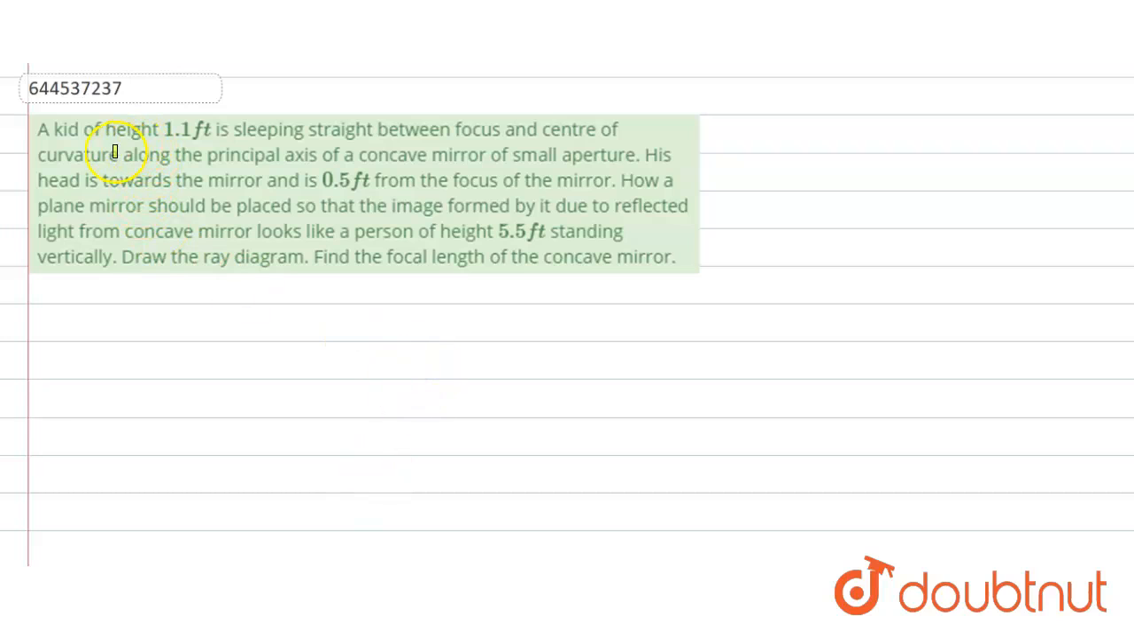Hello everyone, let us start with our question. In this question it is given that there is a kid of height 1.1 feet who is sleeping straight between the focus and the center of curvature along the principal axis of a concave mirror of a small aperture. His head is toward the mirror and 0.5 feet from the focus of the mirror.